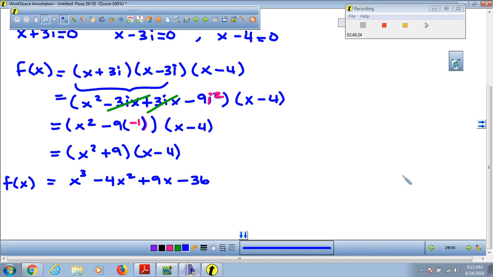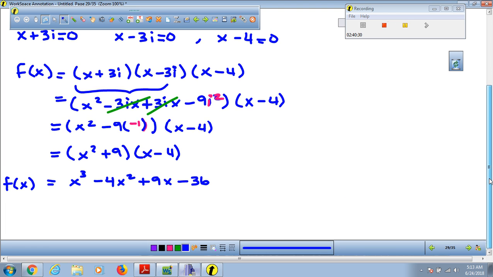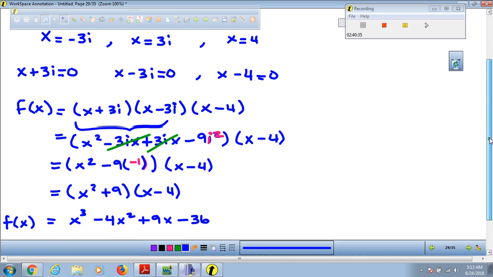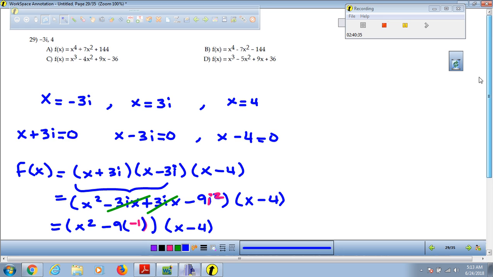Okay, so this one is so much nicer and shorter. Hopefully it didn't have a careless mistake. Let's see. X to the third minus 4x squared plus 9x minus 36. No, perfect. So it was A. The other one was too crazy. Okay, next question.